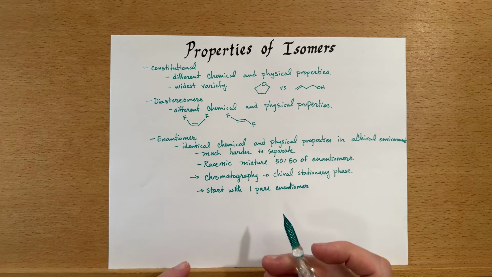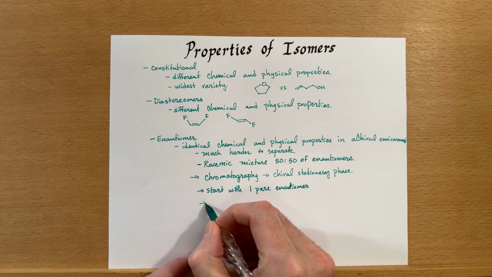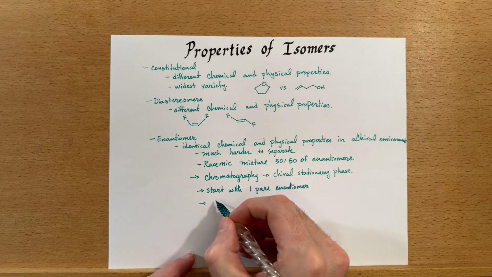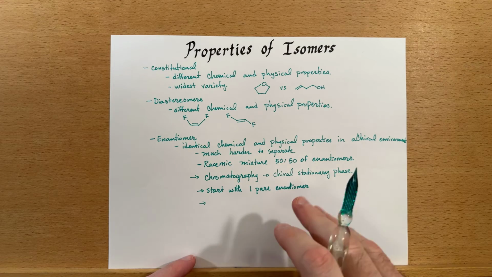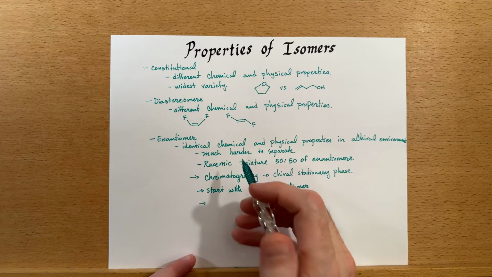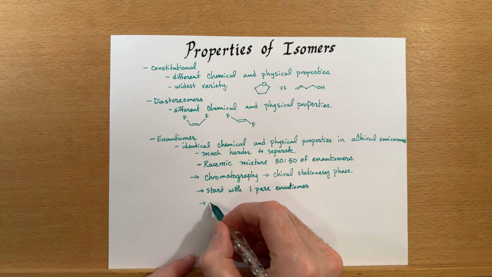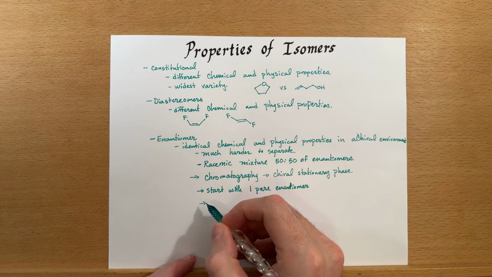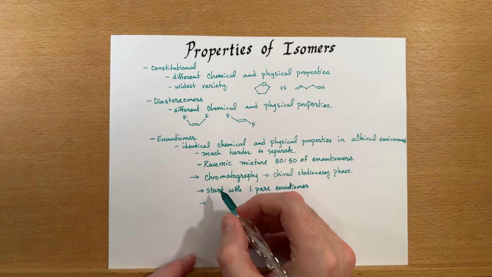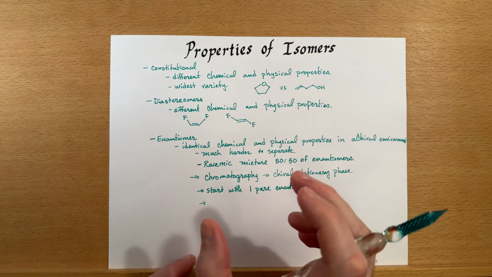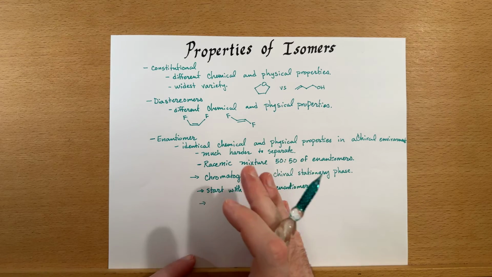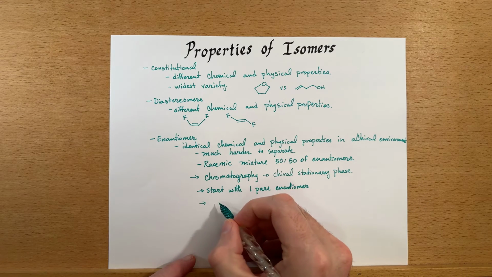You could also employ a chiral catalyst. So the catalyst that we would use has chiral groups on it, and that can influence the reaction one way over another, because now there's a difference in how the molecule that's being reacted upon would interact with that catalyst.